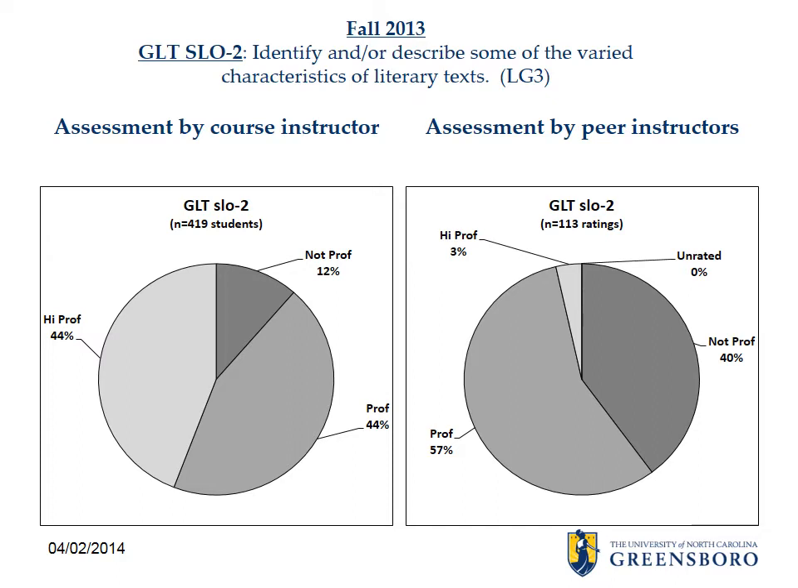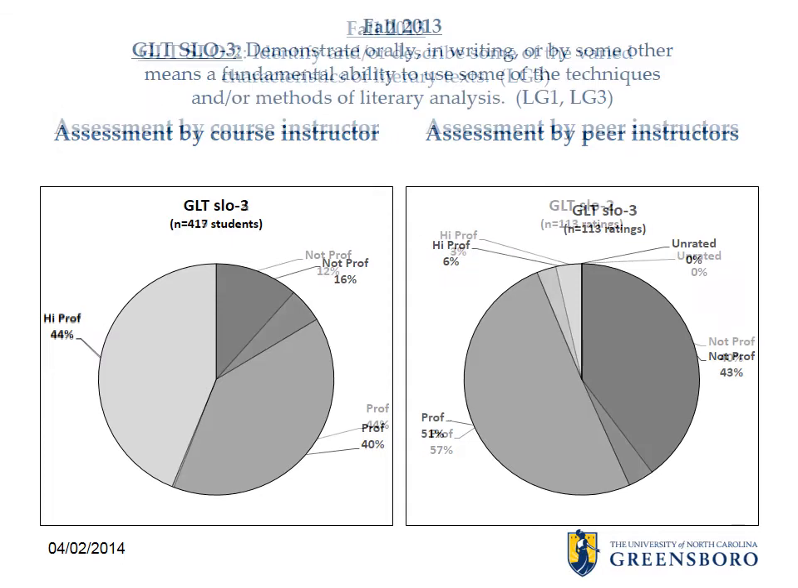For GLT Student Learning Outcome 2, course instructors rated 88% of student work as proficient or above, and peer reviewers rated 60% of sampled student work the same. Course instructors rated 12% of student work as non-proficient. Peer reviewers rated 40% of sampled student work the same, and 0% as unrated.